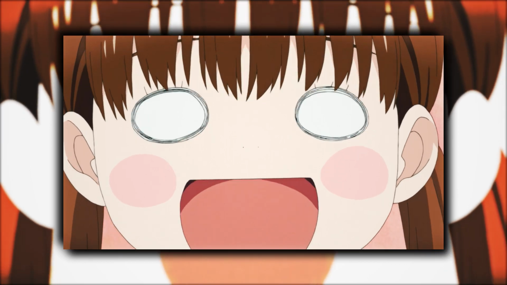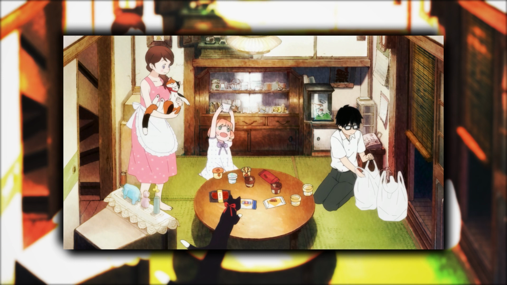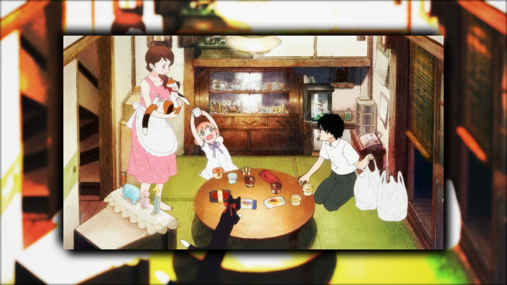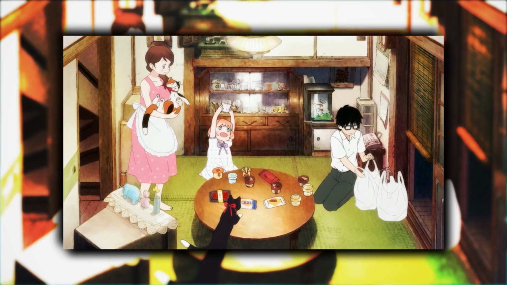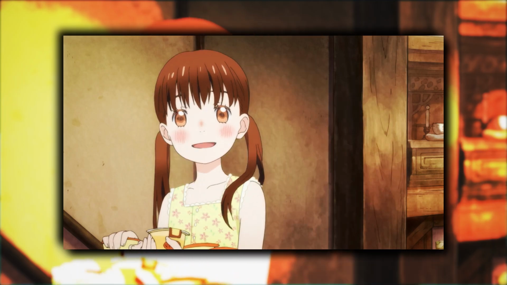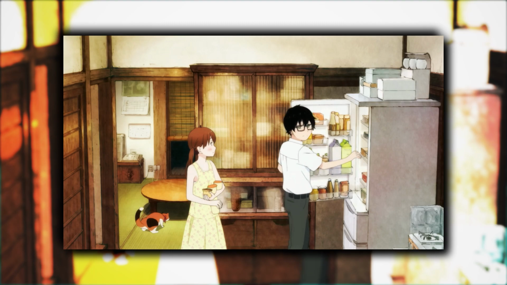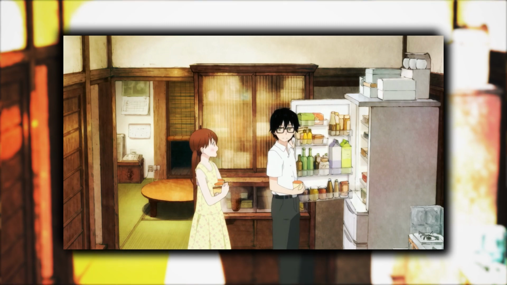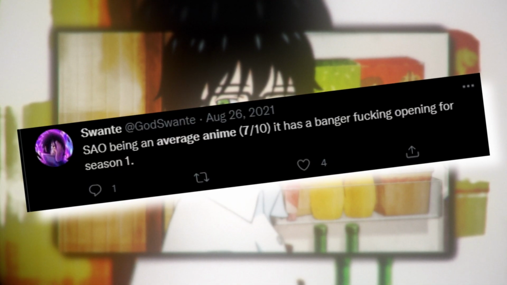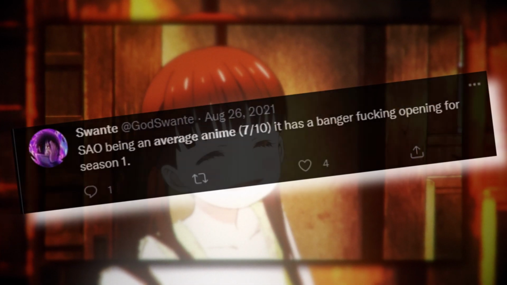So that's cool and all, but what does any of this have to do with average meaning 7? Well, it has everything to do with it. If we accept that meaning is descriptive, and I see no reason not to, then however average is used regularly is its meaning. And as it turns out, Sword Art Online is an average anime, 7 out of 10.